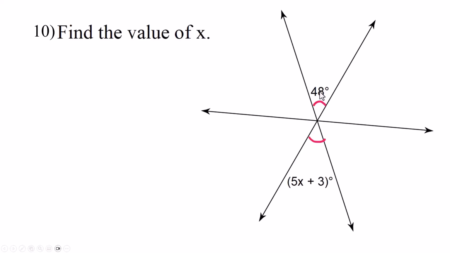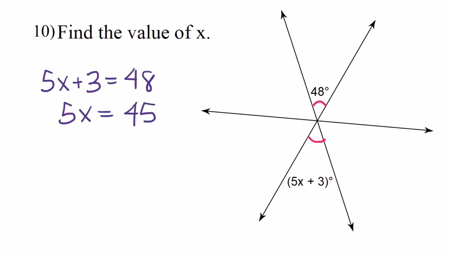That means the 48 equals the 5x plus 3. So that's the equation you start with. End of the geometry. Now you do the algebra. You subtract 3 from both sides. You get 5x equals 45. And divide by 5. We get x equals 9.